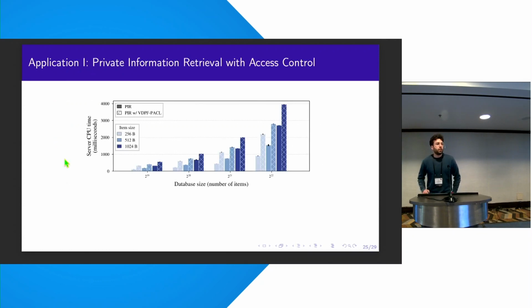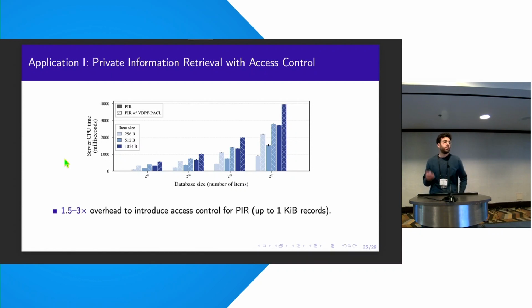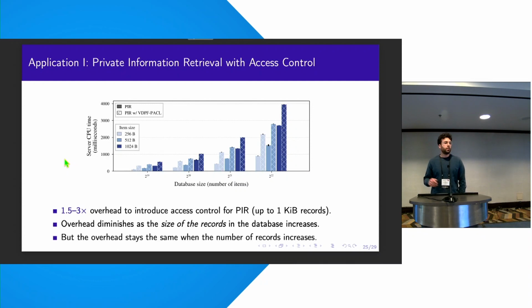So now I'll just quickly go over a couple of applications of PACCOs. The first one is private information retrieval with access control. We find that when you apply PACCOs to private information retrieval, there's about a 1.5 to 3x overhead over just doing PIR with FSS. But the overhead diminishes as the records get larger, and stays the same as you increase the number of records in the database.